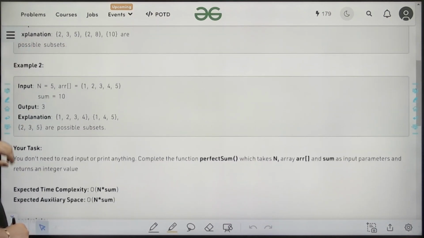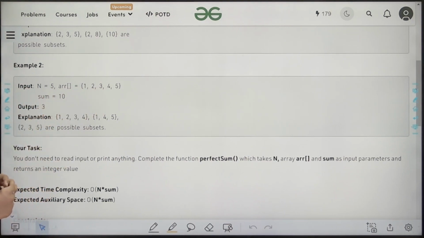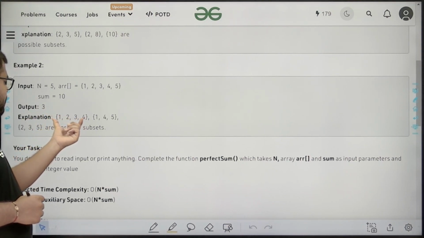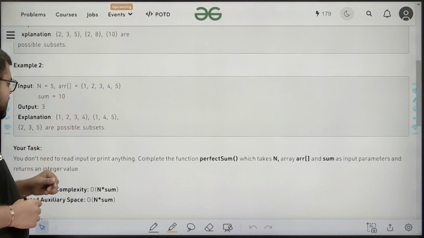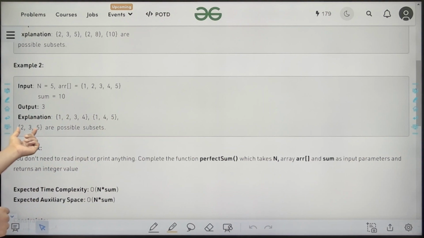If we look at another example, then n equals 5 and the array elements are 1, 2, 3, 4, 5. Again the sum equals 10 and the number of possible subsets is 3. How? The sum of 1, 2, 3, 4 is 10, so one such subset is this. Another such subset is 1, 4, 5 whose sum is 10, and another such subset is 2, 3, 5 whose sum is 10. Okay, so these are the three possible subsets. So the output is 3.